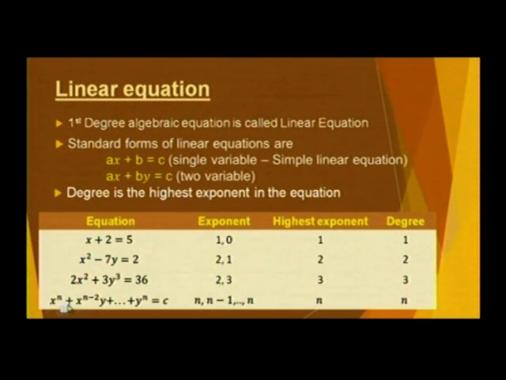And the next one is xⁿ + xⁿ⁻² y + yⁿ = c. So what are the exponents here? n, n - 2, and n. So n - 2 and n are the exponents. And what is the highest exponent? n, and the degree is also n. Here what you observe, friends, is that the highest exponent is considered as the degree. So with this you learnt the highest exponent of the equation is called the degree of the equation.